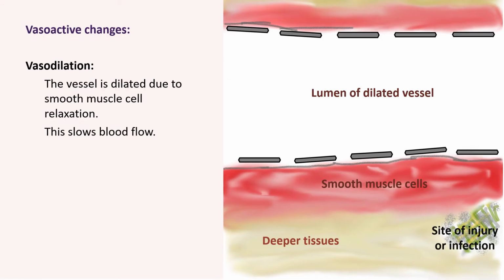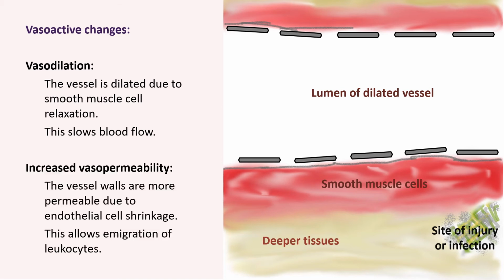And then we have vasoactive changes. The first of these is vasodilation. So the vessel is dilated due to smooth muscle cell relaxation. This slows the blood flow. We also have increased permeability, where the vessel walls are more permeable due to endothelial cell shrinkage. This allows the emigration of leukocytes.